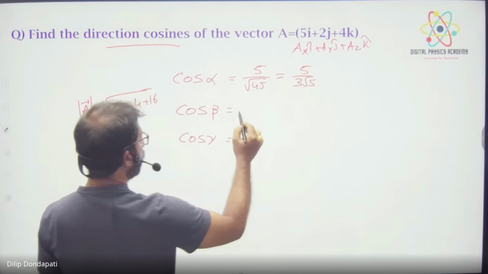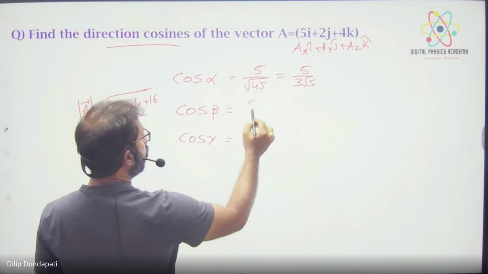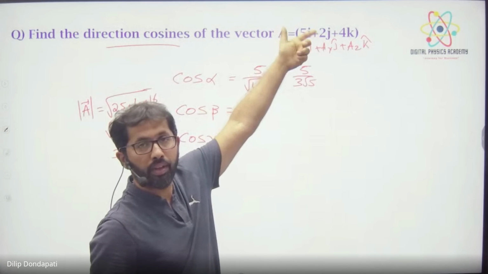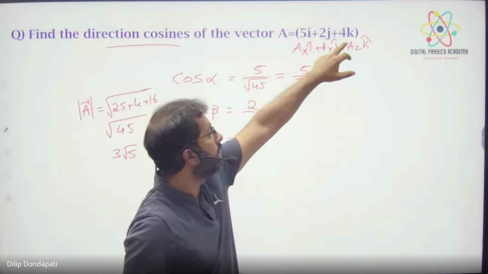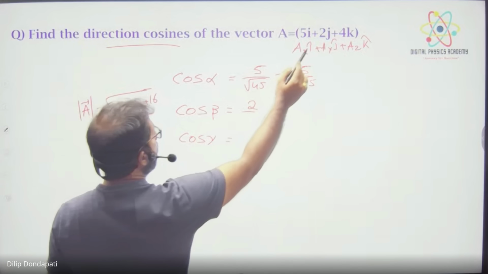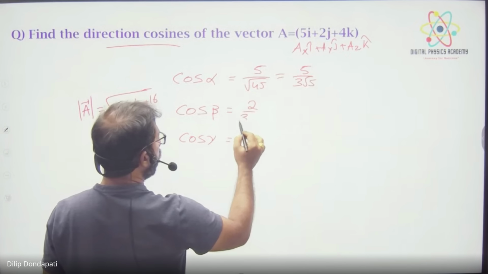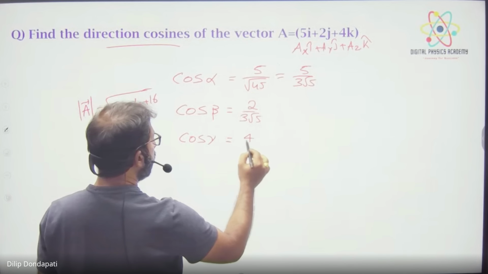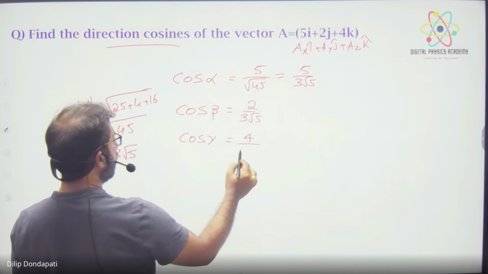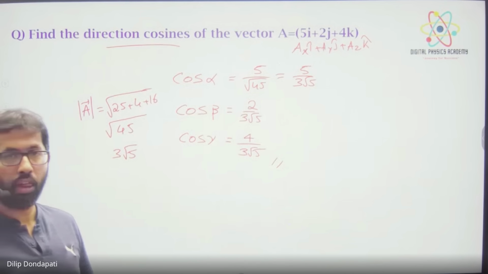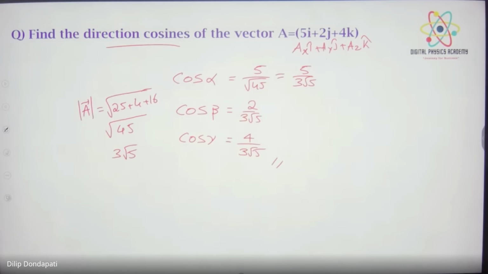Leave it after simplifying. Because what is the formula? Cos beta is ay by mod A, cos gamma is az by mod A. Find the magnitude and use the formula for everything. That's it. Ay is 2, so 2 by mod A, which is 3 root 5. And cos gamma is 4 by mod A, which is 3 root 5. These are the direction cosines. Whenever a vector is given, direction cosines are nothing but cos alpha, cos beta, cos gamma.